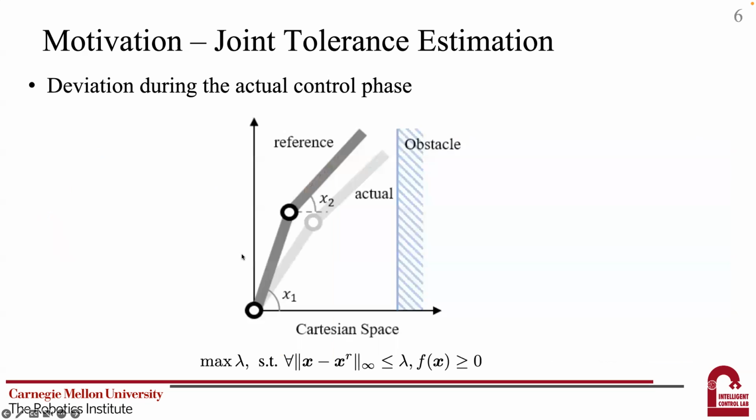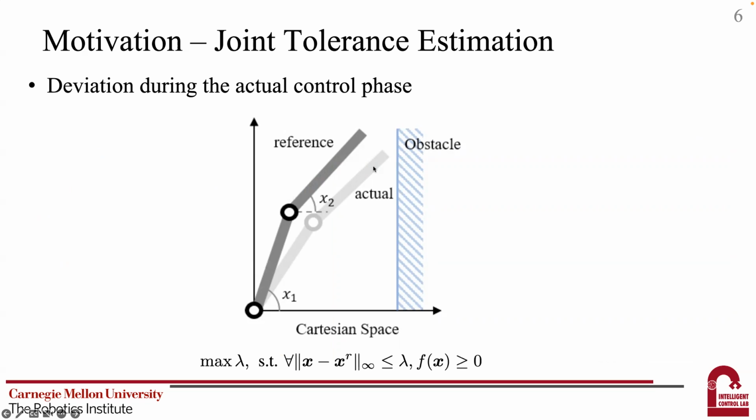Now let's see a simpler case as illustrated in this figure. Suppose due to some disturbance, some deviation from the reference pose happens during the control tracking phase. And here we just use a two-link arm robot as an example. Let's say the reference pose of the robot is the solid gray pose, whereas the robot may end up as the light gray pose during the actual control.